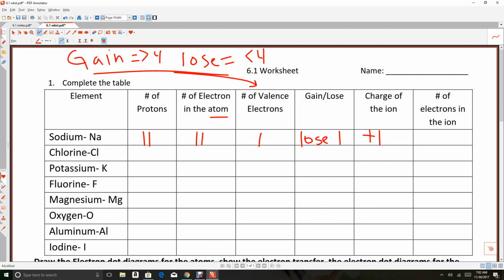Now, we want to know how many electrons total would be left in the ion. So if I have 11 in the atom, I lose 1, that means there are 10 left in the ion.